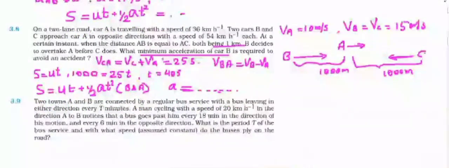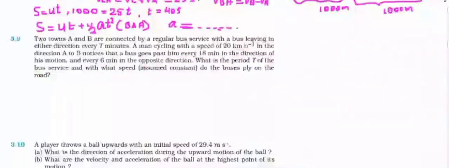Next, question 9. Two towns A and B connected with the regular bus service and time period of the buses t minutes. That means after every t minutes. So if you are standing stationary on the roadside, you can see after every t minutes one bus is passing through that point. Then a man cycling with a speed 20 km per hour.